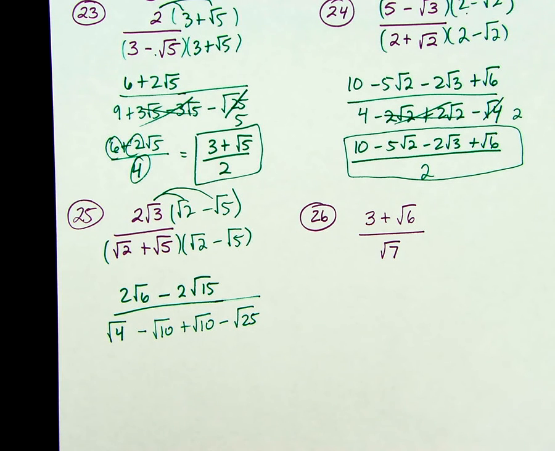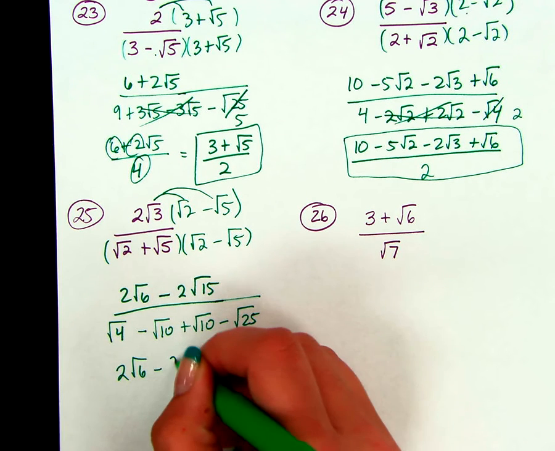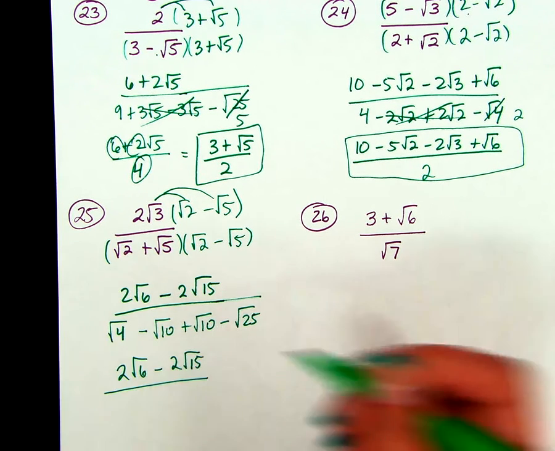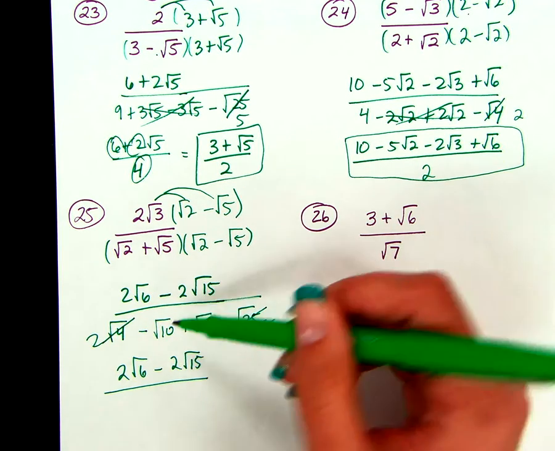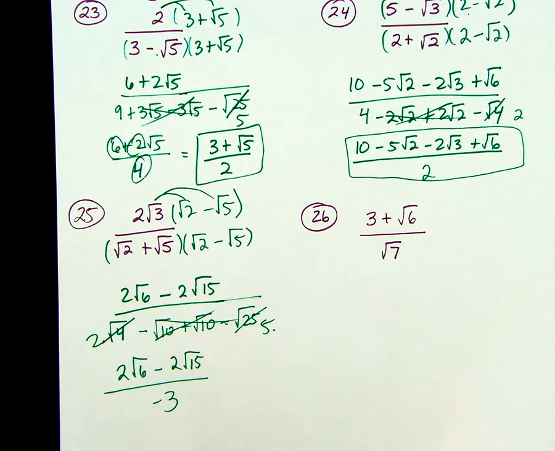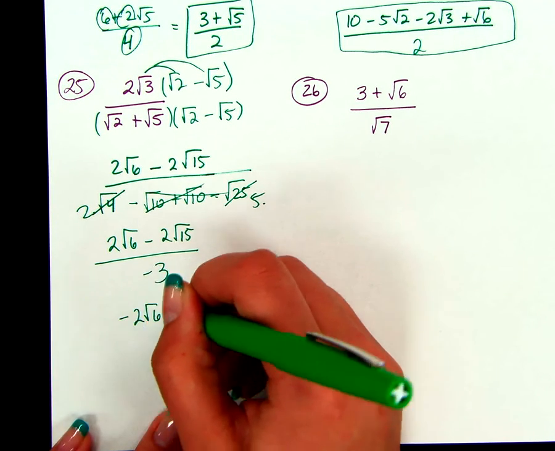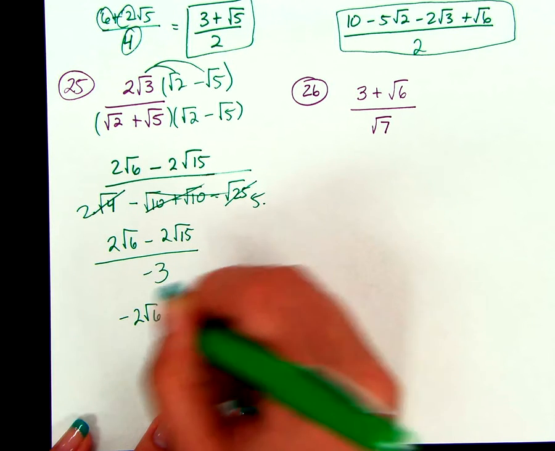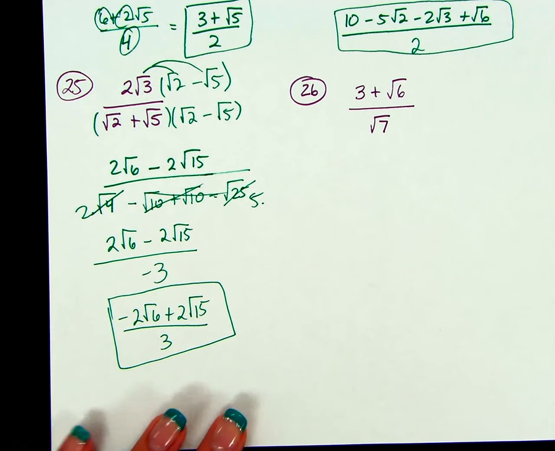So the numerator, we can't simplify or combine. So 2 square root of 6 minus 2 square root of 15 over. In the denominator, this will become a 2 and then a 5. And then the middle terms cancel. So 2 minus 5 is negative 3. So we just need to make the denominator positive. So we're going to multiply everything by negative 1. That will give us negative 2 square root of 6 plus 2 square root of 15 over a positive 3. And this will be our final simplified answer.